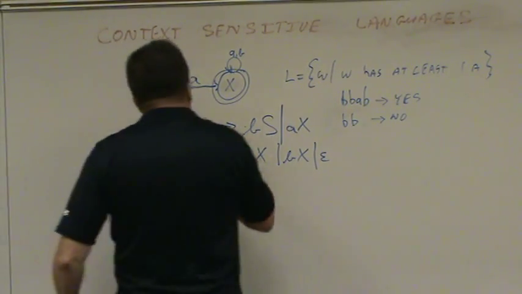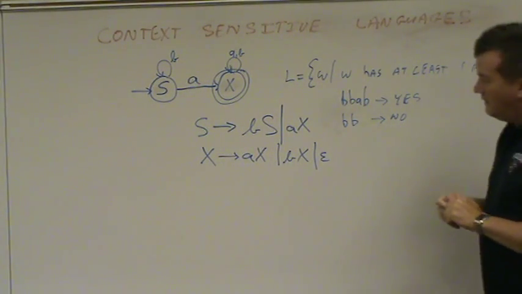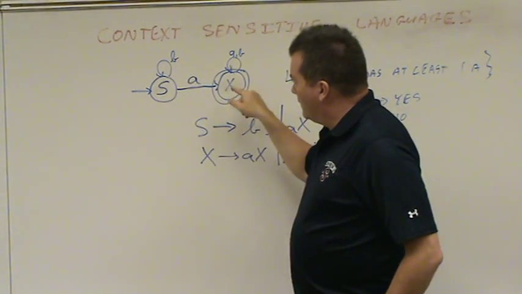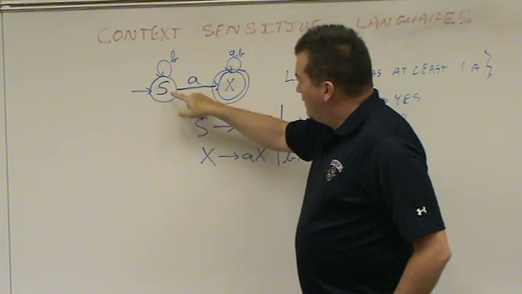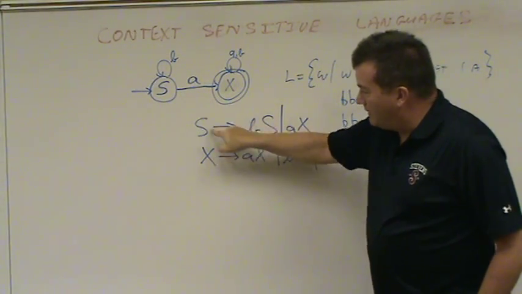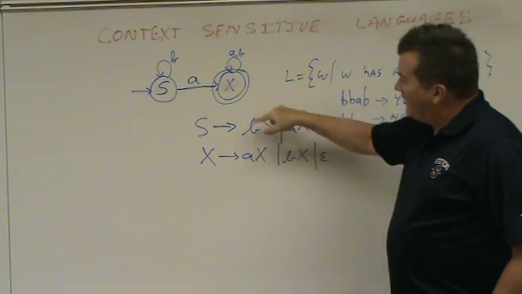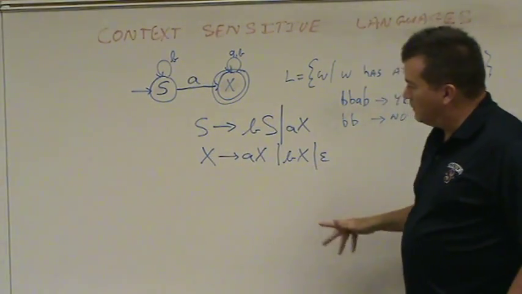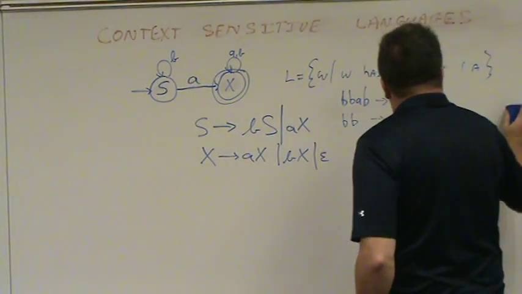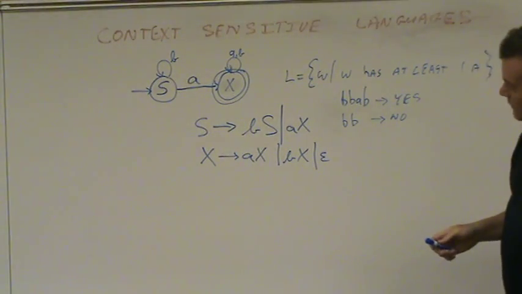So really, this picture and this grammar are describing the same thing. This is a picture that says we start in this state and we read A's and B's and it tells us where to go. And then these productions are saying that we are in this state. If we see a B, we stay in this state. If we see an A, we jump to another state. Then we have to describe each of those states that we jump to.